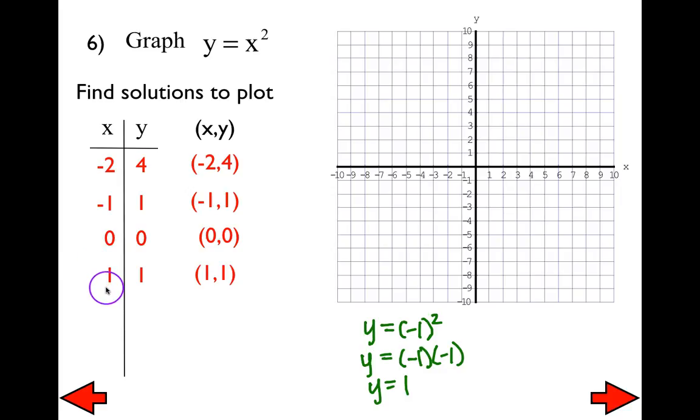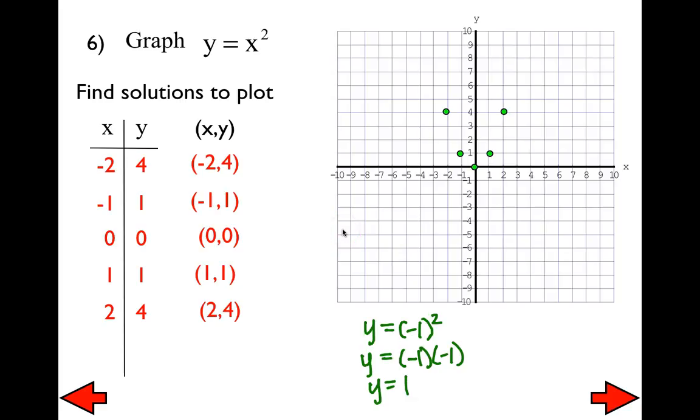Last but not least, my fifth ordered pair: if I put 2 as my input, 2 squared is 4, so my ordered pair would be (2, 4). Now that I have my 5 ordered pairs, I'm going to go ahead and simply plot them onto my graph.